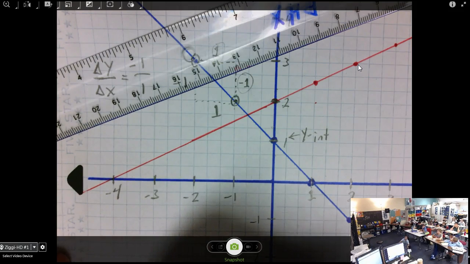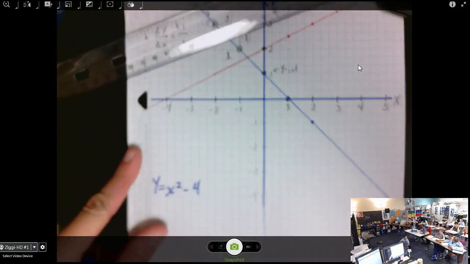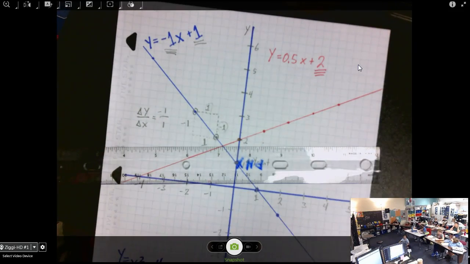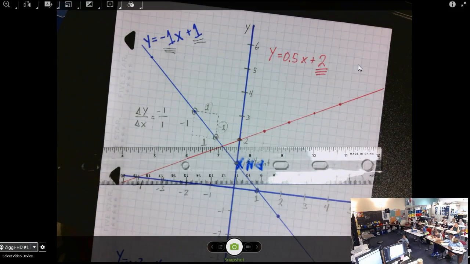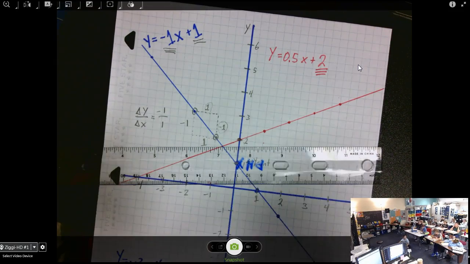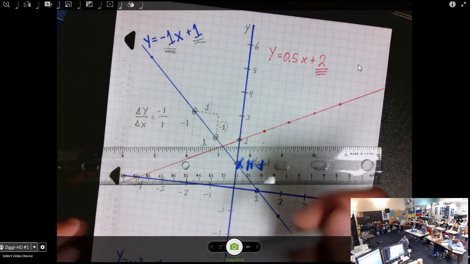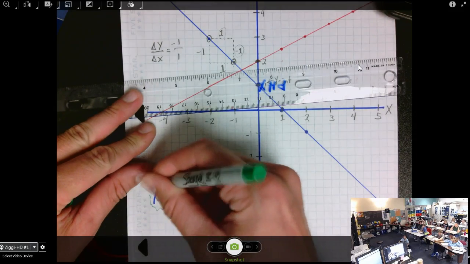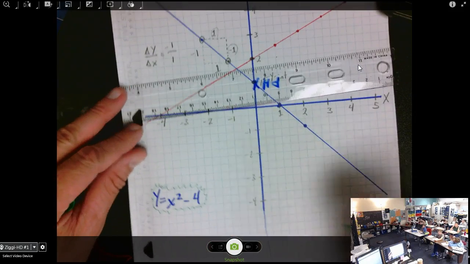Wait, what was the red one? What did you put for the red one? That was 0.5x plus 2. Red was 0.5x. Would the y-intercept be negative 4? Yes. Now the problem is the graph behavior beyond the y-intercept. So I'm actually going to make this green now, if we can. Sorry, I wrote it in blue, but I realized I shouldn't.